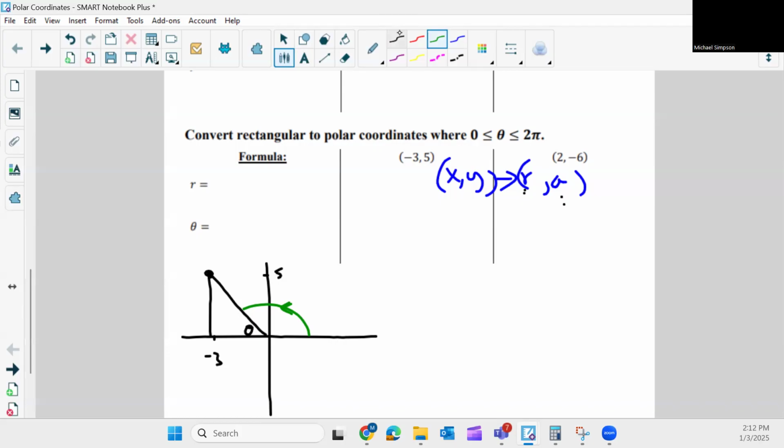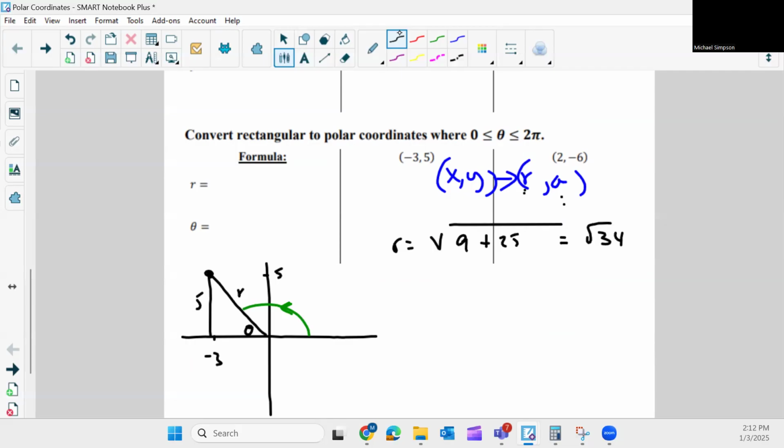So we know this is 5. That's the height. You can see how we can find r right here. That's just the Pythagorean theorem. So r is going to equal the square root of -3 squared, which is 9, plus 5 squared, which is 25. That's going to give me 34. That is equal to the square root of 34, and I can't simplify that any further. That's it.